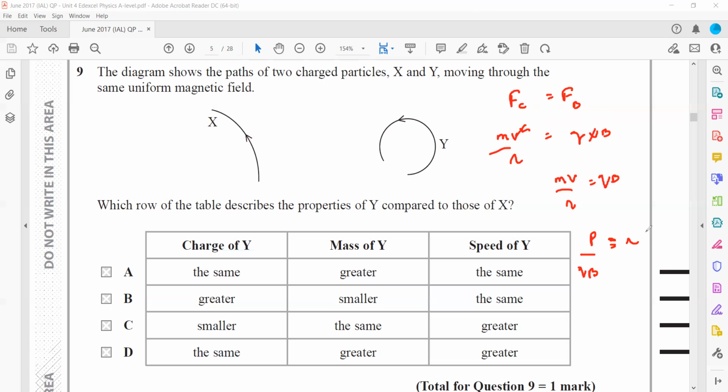So here, to get a smaller value of a radius, the momentum should be less, the charge should be more. How can momentum be less? Momentum is a product of mass and velocity, and the charge on the y should be greater, and the momentum, the product of mass and velocity, should be less to get a smaller radius for y. That's why B should be the right answer.